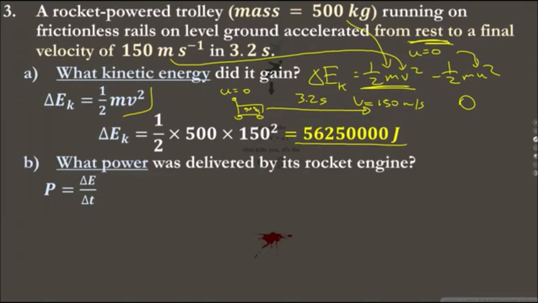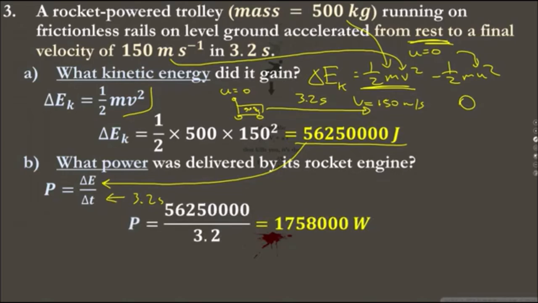B is asking you what's the power delivered by the rocket engine. We already know that's the change in energy we have here. How long did it take? 3.2 seconds. So plug that in. That is how many watts of power we generated. Now you might see this as a really big number. You might want to reduce it a little bit more. Sometimes what they do is convert it into kilowatts. So if I convert it into kilowatts, it'd be 1,758 kilowatts, or you can do it in scientific notation, whichever suits you as well.